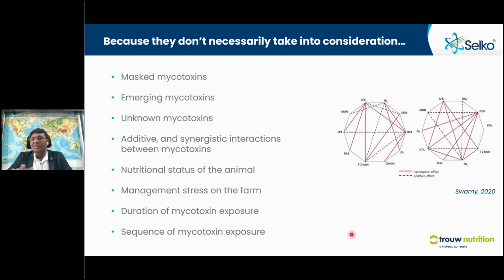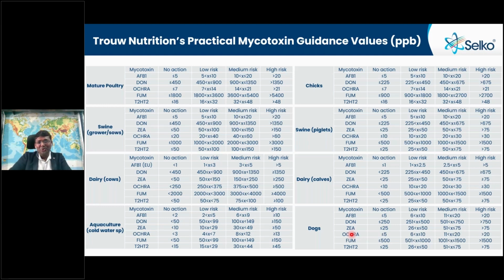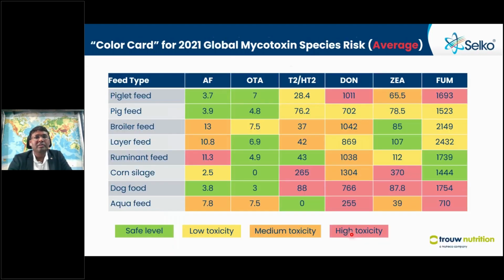Because these are not taken into consideration in the regulatory setup, as an animal producer we need to be a bit more careful in terms of what we allow as acceptable levels of toxins. I don't expect you to go through all these numbers, but we have these practical guidance values for various species of animals, including aquaculture and pets. Based on this, taking the average concentration, let me deal first with the average, and then I go to the median in the next slide.